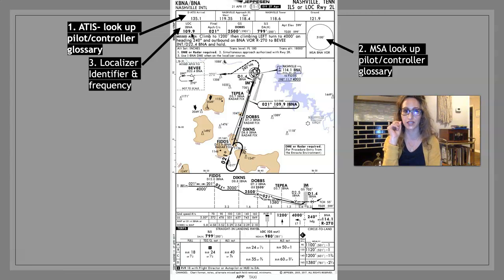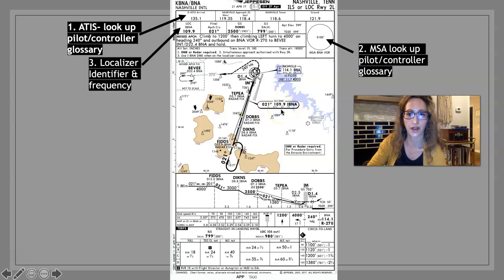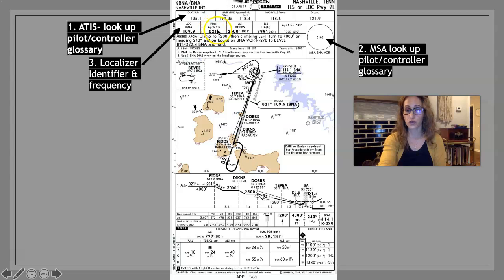That is the localizer frequency. You can see it's also right here telling you that the ILS DME is 109.9 for IBNA, and there's your Morse code identifier. In order to shoot the approach, the radial that you'll fly is 021 degrees. That's your final approach course.